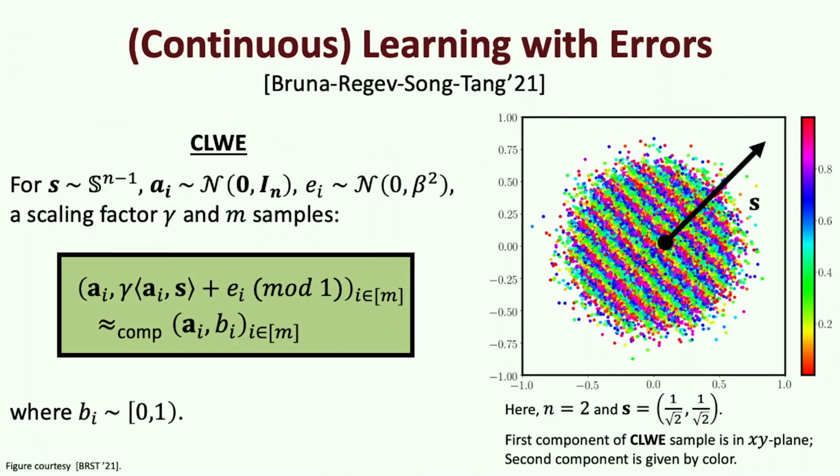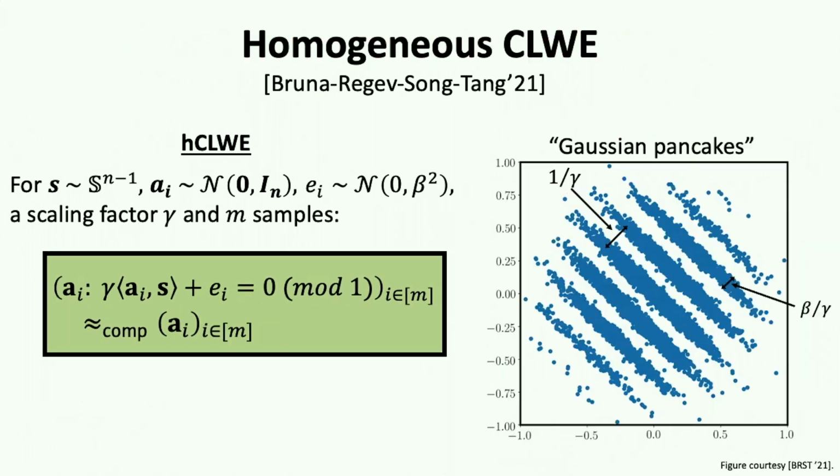In the picture, how thick the bands are is controlled by beta, actually beta over gamma. I'll tell you in a second. So here's a slightly different version of LWE, which is what I'll use to show hardness, the homogeneous CLWE problem. It's basically a CLWE distribution, but conditioned on the second component being 0. In other words, sample a_i, like rejection sampling, so that this condition is actually true. That is the homogeneous CLWE distribution, which looks like this.